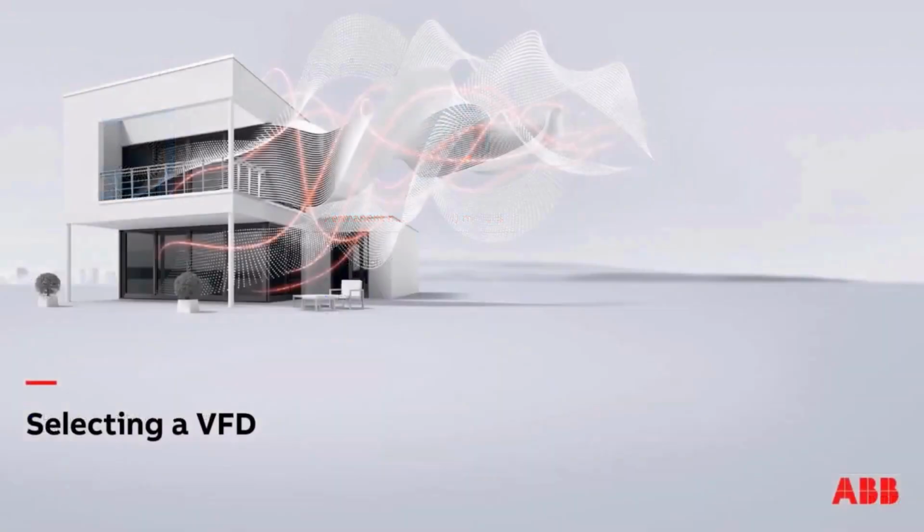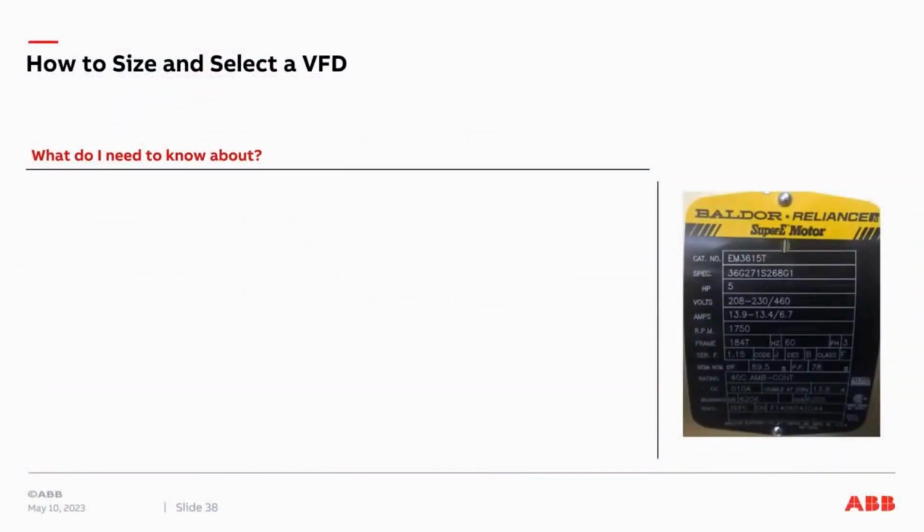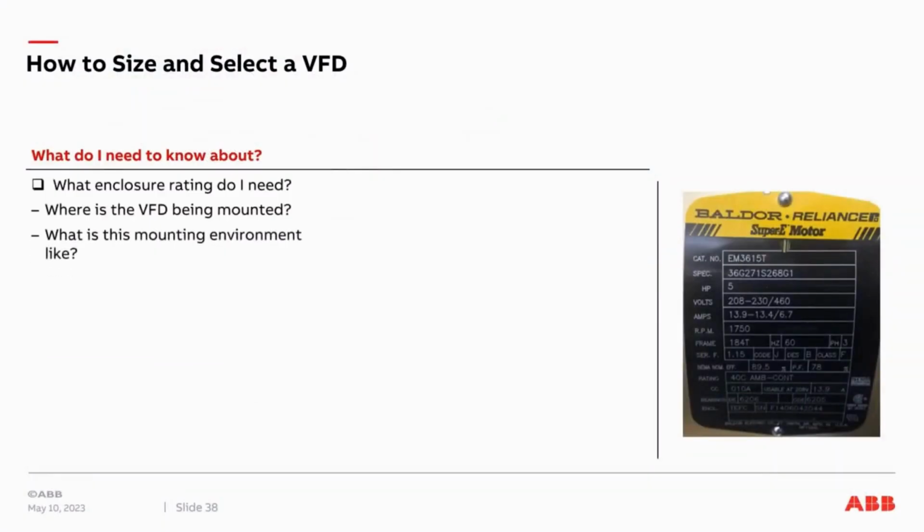Let's talk about selecting a VFD. Let's take a look at how to size and select a VFD. What's the enclosure rating you need? It depends on where it's being mounted and what the mounting environment is like. If it's mounted indoors in a non-dusty environment, a Type 1 is definitely needed. If you're looking at outdoors, you'll need a 3R minimum.